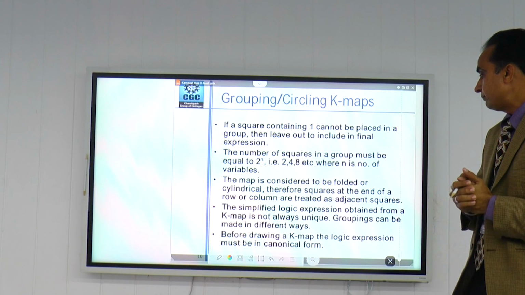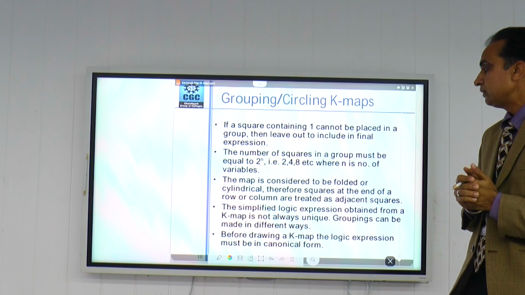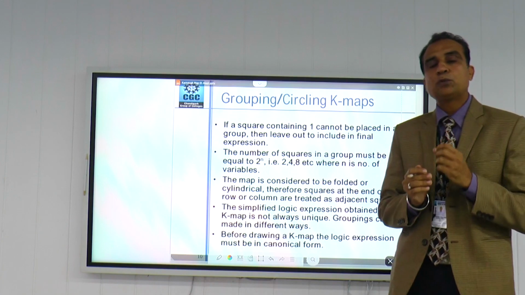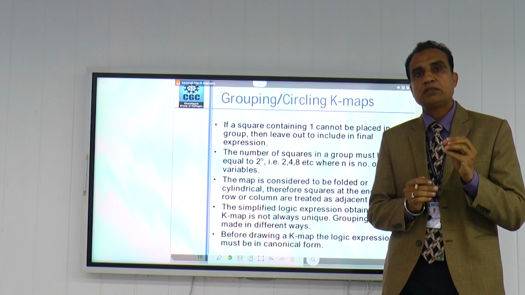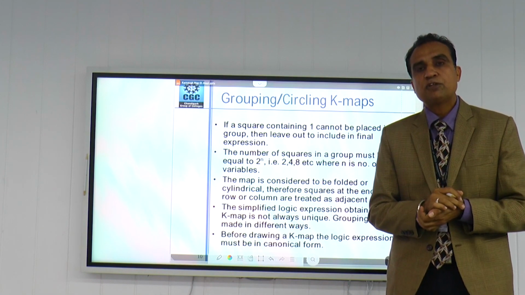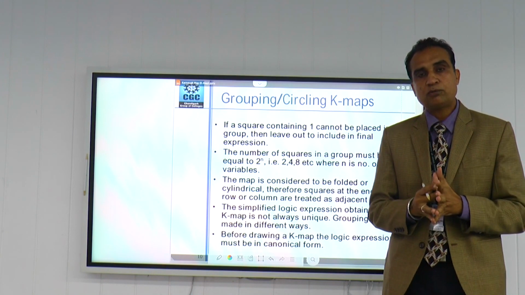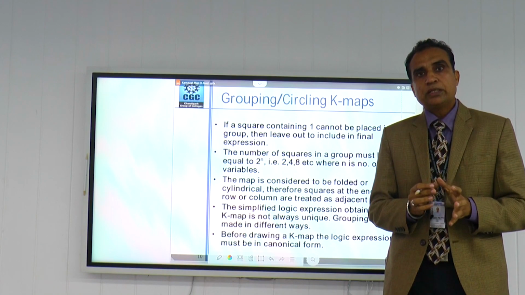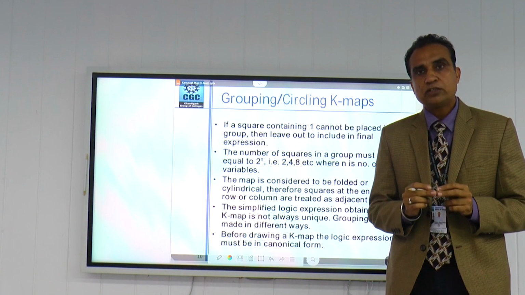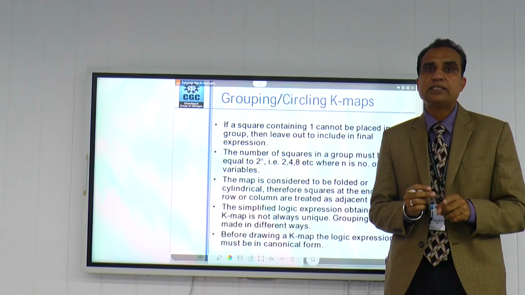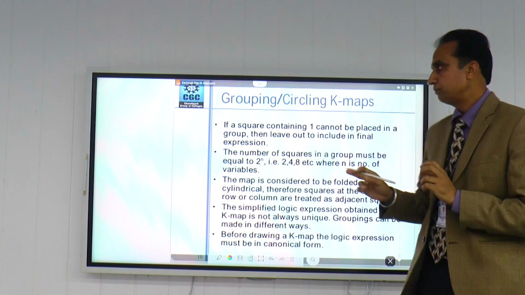Before drawing the K-map, the logical expression must be in canonical form. When we are going to implement the equation with the help of a K-map, first of all the equation should be in canonical form. What is canonical form? I already explained you. If the equation is not in canonical form, then we have to change that equation into the canonical form.